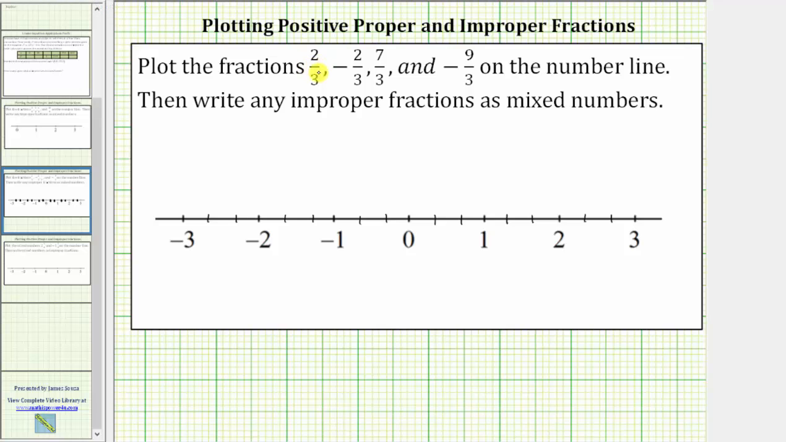Positive 2/3 is located 2/3 of a unit to the right of 0. Starting at 0 and counting by 1/3, we have 0, 1/3, 2/3. We can also think of 2/3 as 2 copies of 1/3.